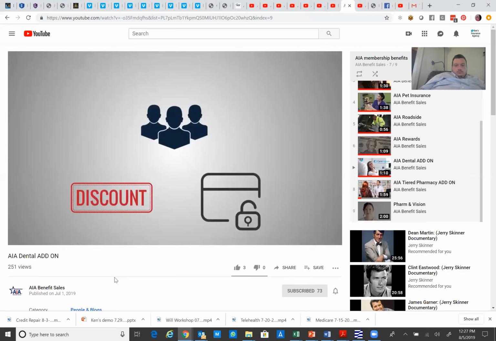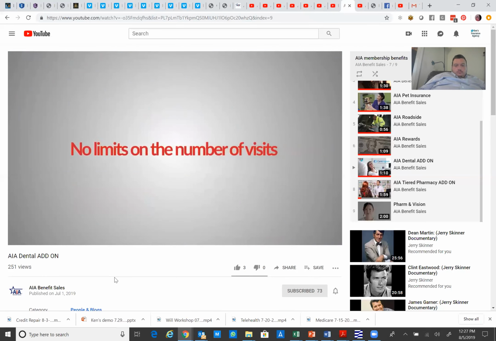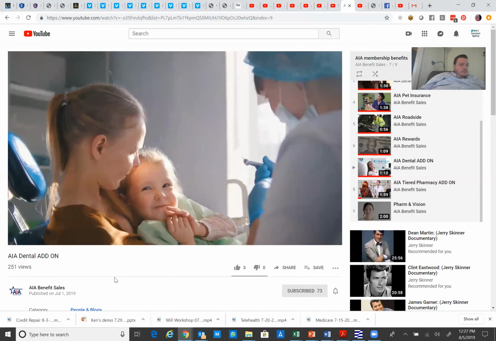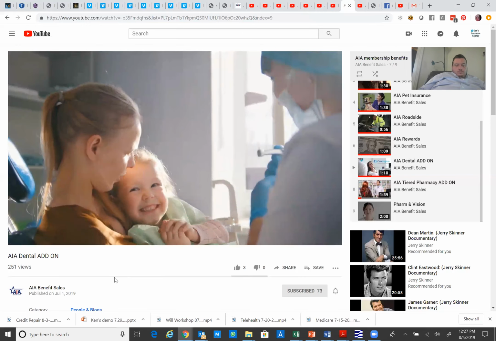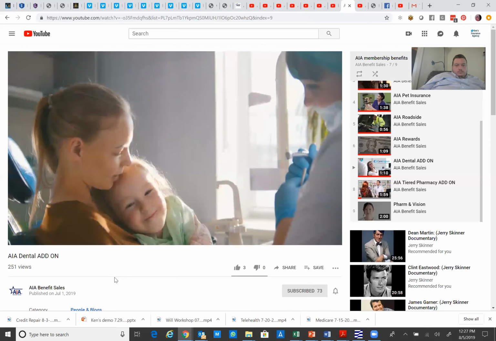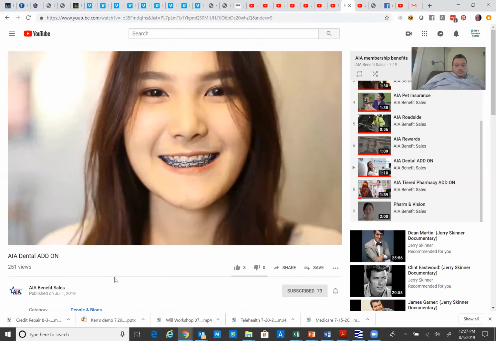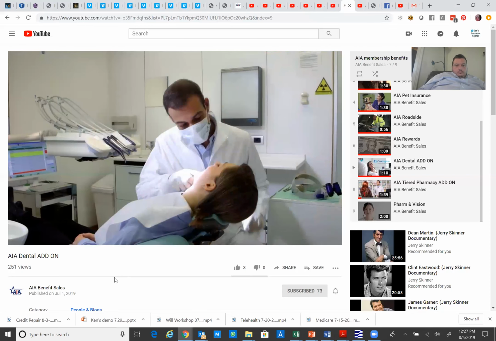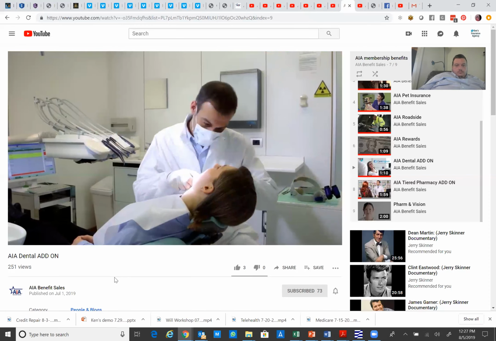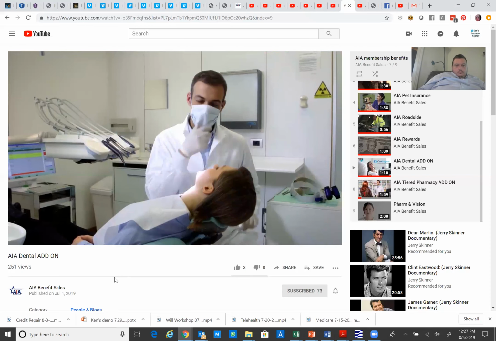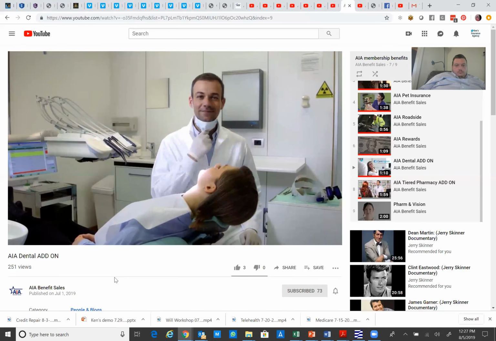Receive unlimited access to care with no limits on the number of visits. The procedures range from cleanings and fillings to root canals and crowns. Savings on orthodontics are available for both children and adults. All dentists must meet highly selective credentialing standards. Visit any participating dentist on the plan and change providers at any time.